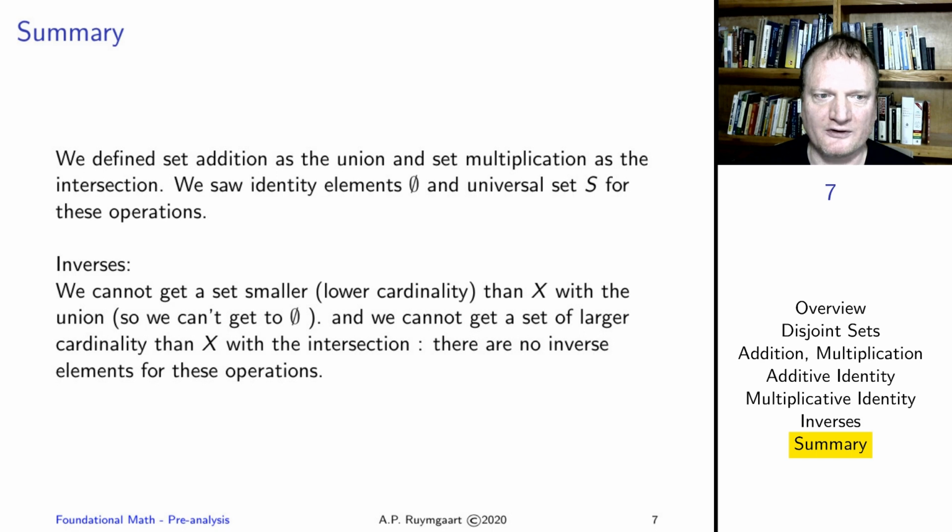under these operations. We cannot get a set smaller, and smaller meaning of lower cardinality, than the set X with the union operation. And we cannot get a set larger than X, so we cannot move toward the universal set with any intersection of any other set. So that means we did not have inverses for set addition and multiplication as defined by the union and intersection operations. We also defined the term disjoint sets.